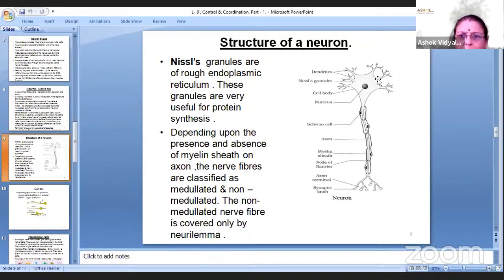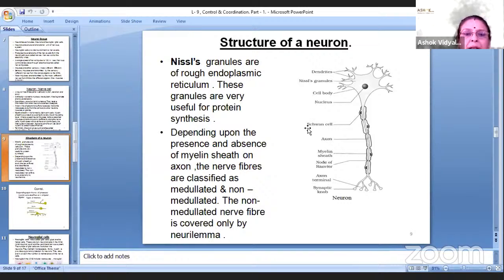Now inside the cyton, this cytoplasm is known as the neuroplasm, embedded within which are minute granules known as the Nissl granules, and a nucleus. I hope you have understood the structure. Now, what are Nissl granules? These are of rough endoplasmic reticulum. These granules are very useful for protein synthesis. We have also studied endoplasmic reticulum in the protein synthesis process. Rough endoplasmic reticulum, RER. So Nissl granules are part of it.